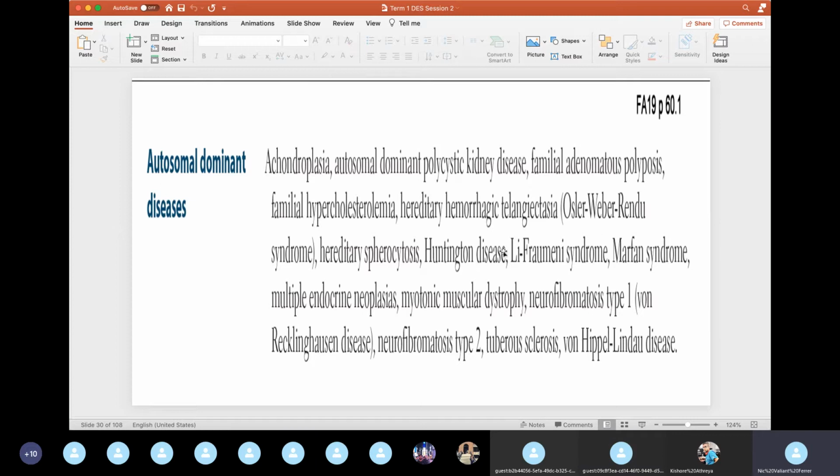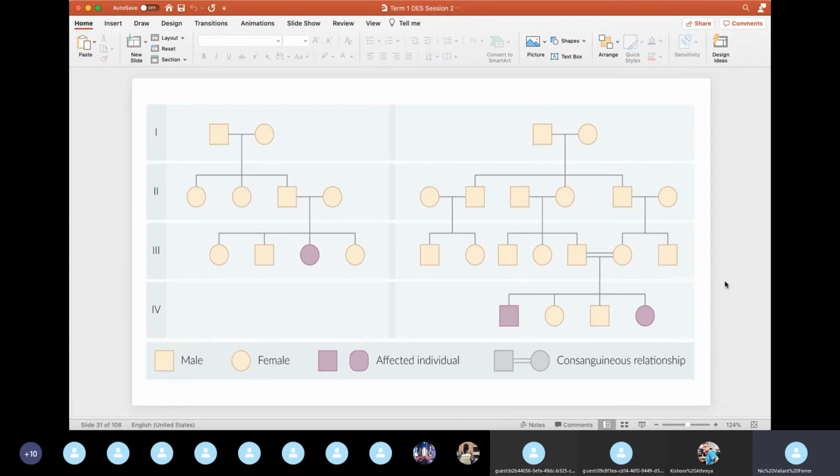Leaf-Romany? Did you talk about Leaf-Romany? No? Okay, never mind. So know the diseases that you already know for each, if it is autosomal dominant or recessive, okay? Know the examples of each, know the signs and symptoms of each. Okay, this one, look at this.